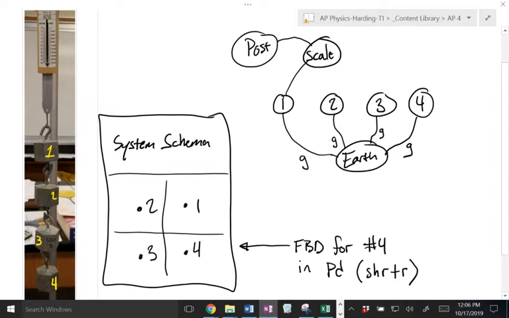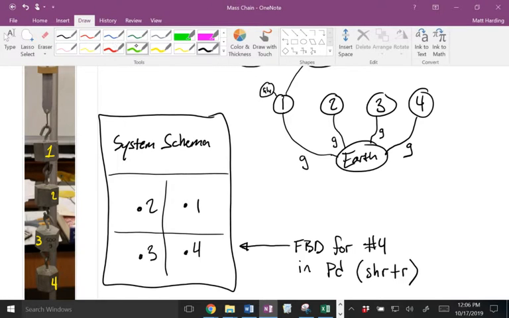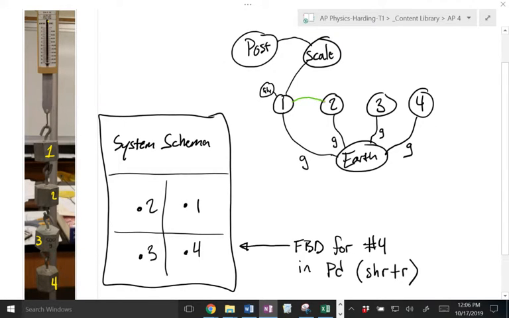Touching object 1 here. Okay. Anything else touching object 1? Object 2. Okay, so 1 to 2, they're touching. Anything else touching 2? 3. They're touching. Anything else touching 3? 4. They're touching. Okay.